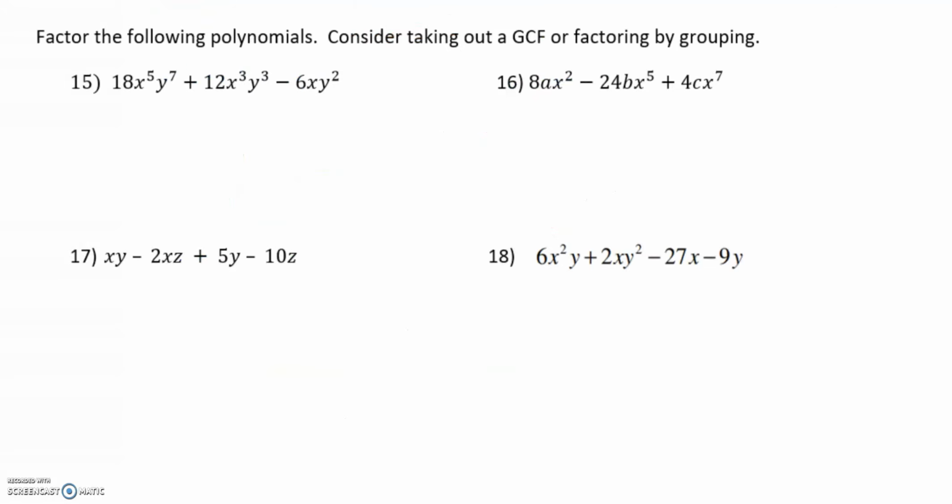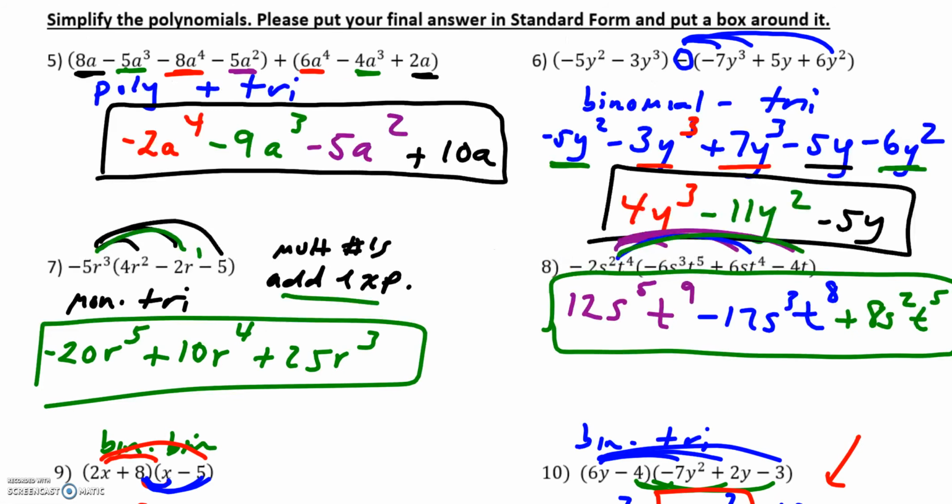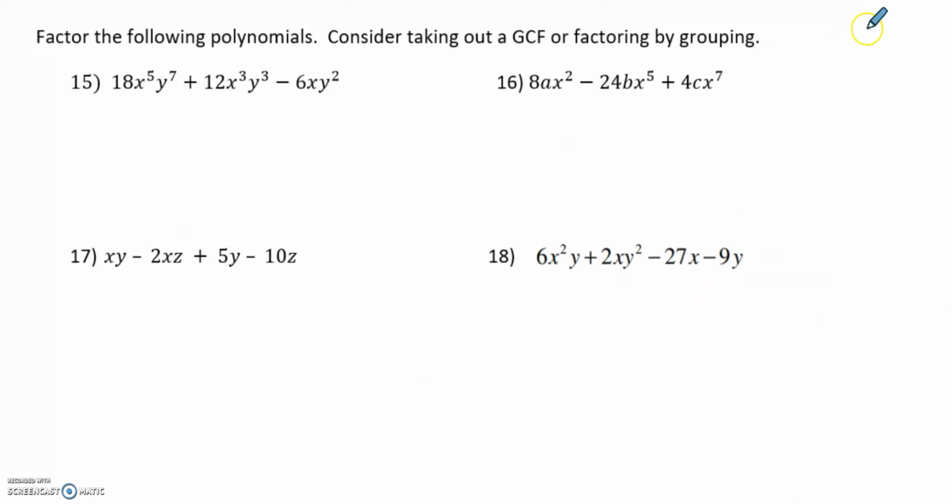Next examples. Factor the following polynomials. Consider taking out a greatest common factor or factoring by grouping. This is the most recent lesson we have done here. Your goal in all of these questions is to do the inverse, or the opposite, of what we did on numbers 7 and 8, where we multiplied the numbers and added the exponents when we were distributing in. So if we're factoring something out, we divide the numbers and subtract the exponents.